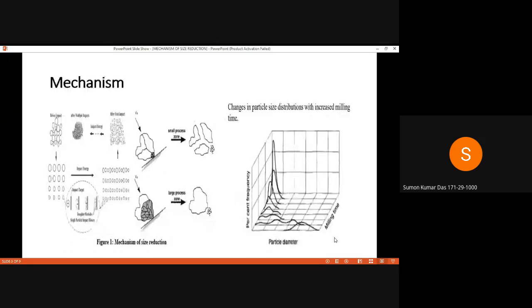Mechanism: the main mechanism of size reduction. Here I try to present this. The particle size at the initial stage is very large, and after applying pressure we reduce this size. Here the impact energy plays the main role. To identify this energy, several theories have also been developed.